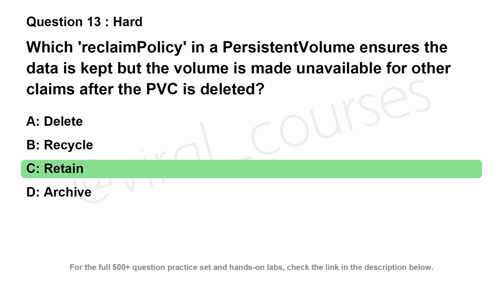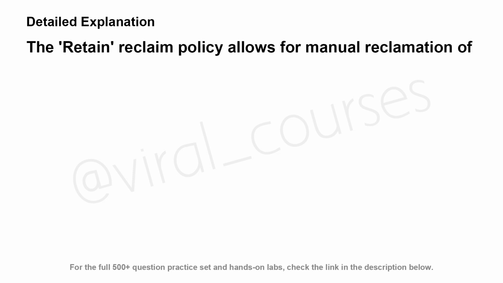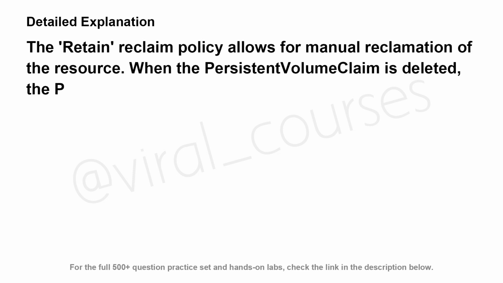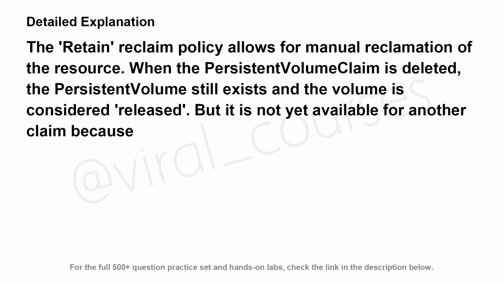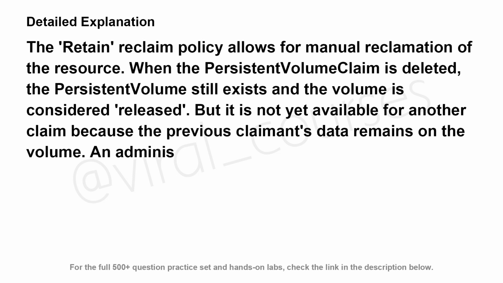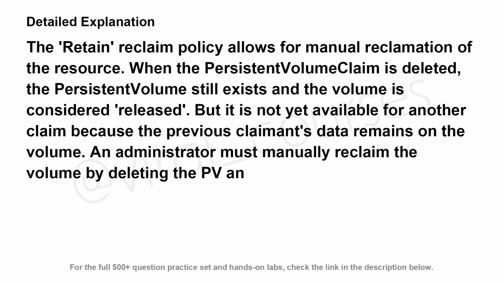The correct answer is C. The retain reclaim policy allows for manual reclamation of the resource. When the persistent volume claim is deleted, the persistent volume still exists and the volume is considered released. But it is not yet available for another claim because the previous claimant's data remains on the volume. An administrator must manually reclaim the volume by deleting the PV and cleaning up the data.